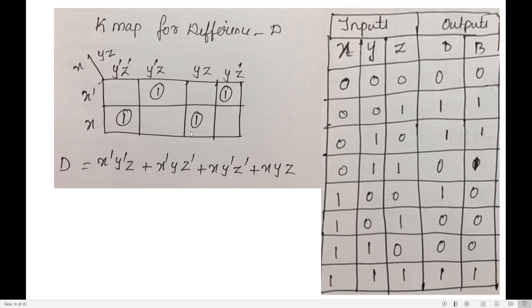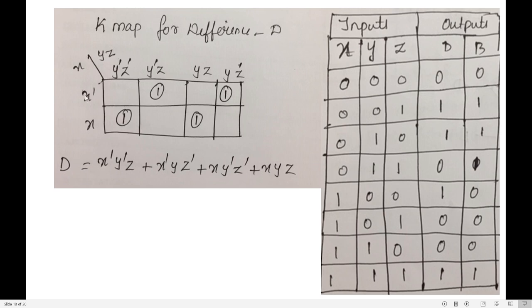After plotting, check whether I can group. Since there is no possibility of grouping, it is only single group. Just write the terms. What is this term? X, Y bar, Z bar. What is this term? X bar, Y bar, Z. So I have written X bar, Y bar, Z.